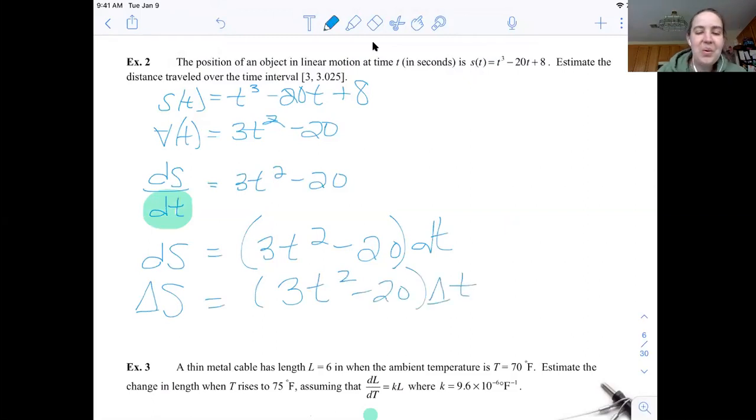So what's really going on here? We are approximating the distance traveled. This is the change in position. This piece in the middle is really the velocity times the change in time. So the change in the position is approximately the velocity times the change in time. So what we're going to do is come over here and use some real numbers.